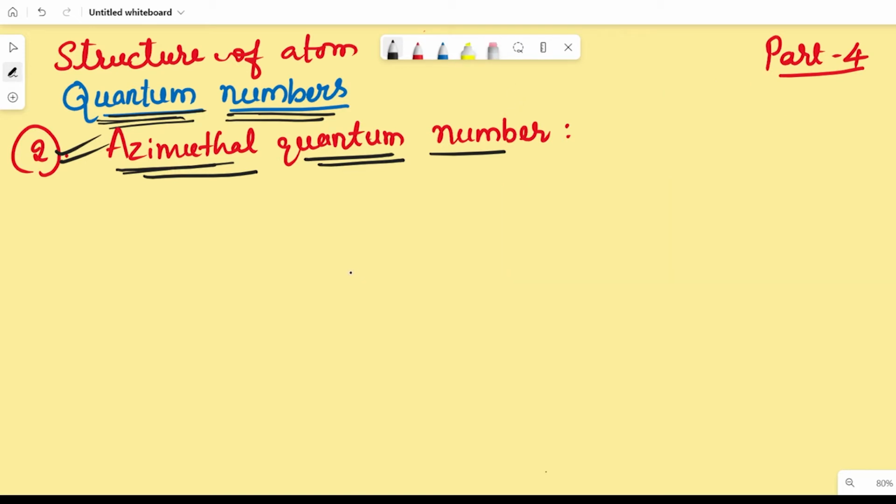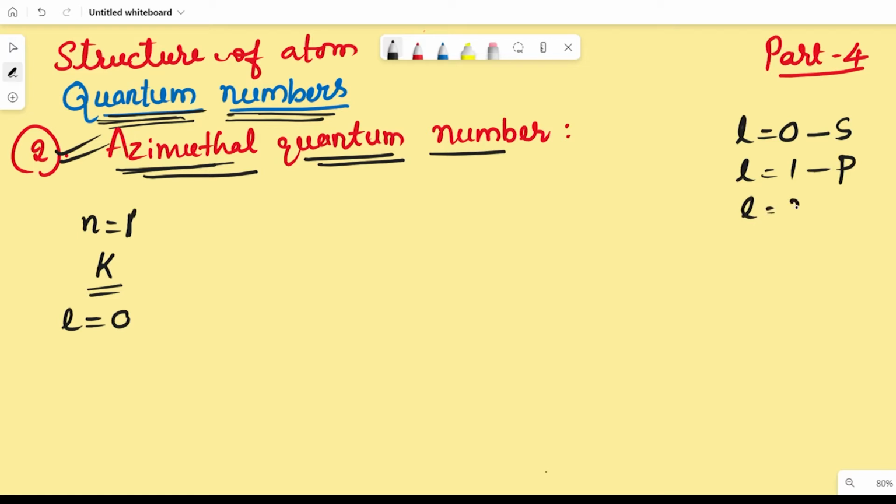Now I will explain one concept. If n is equal to 1, that is the K shell, right? So here, in the K shell, only the L value 0 is present, which means only one. If the L value is 0, that is the S orbital. If the L value is 1, that is the P orbital. If the L value is 2, that indicates the D orbital. If the L value is 3, that indicates the F orbital.